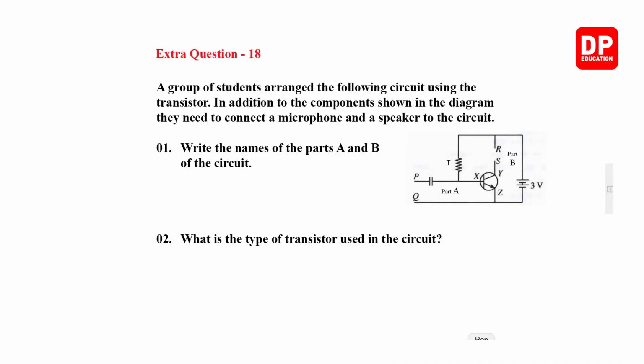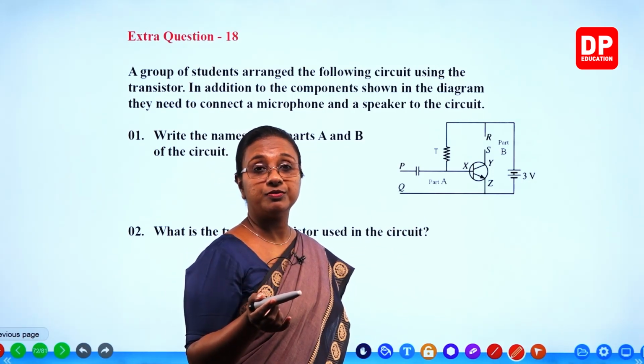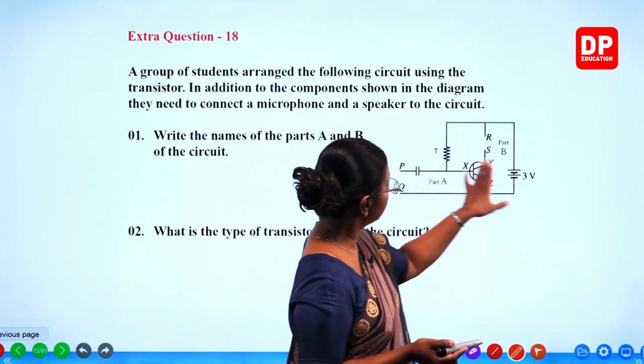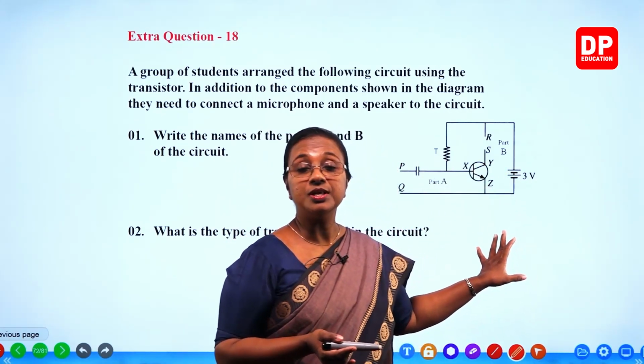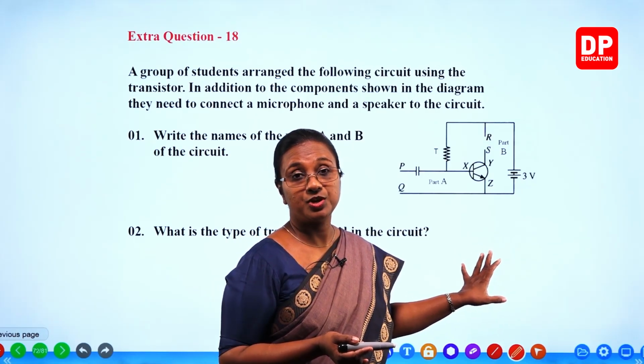Extra question 18. A group of students arrange the following circuit using the transistor. In addition to the component shown in the diagram, they need to connect a microphone and a speaker to the circuit. So, if we look at the circuit here, you can have a look at the circuit, students. So, what do you all see? There are 2 points P and Q. Then you can see this component here, that is a capacitor. You all know the function of a capacitor. In this particular circuit, as you look at it, you all know this is a circuit to amplify the sound signal, an amplifier. So, you all can remember.